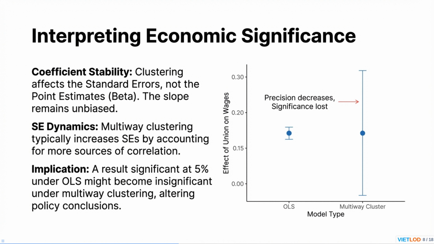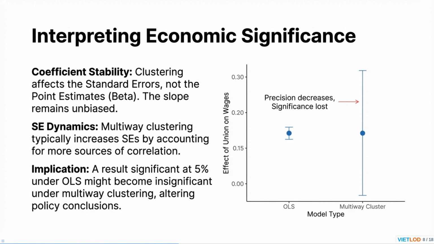A crucial point to remember is that clustering affects standard errors, not the point estimates themselves. The estimated coefficient, or beta, remains the same. Your estimated slope is still unbiased. Multi-way clustering typically increases the size of the standard errors because it accounts for more potential sources of correlation in the error term, introducing more uncertainty into our estimate.